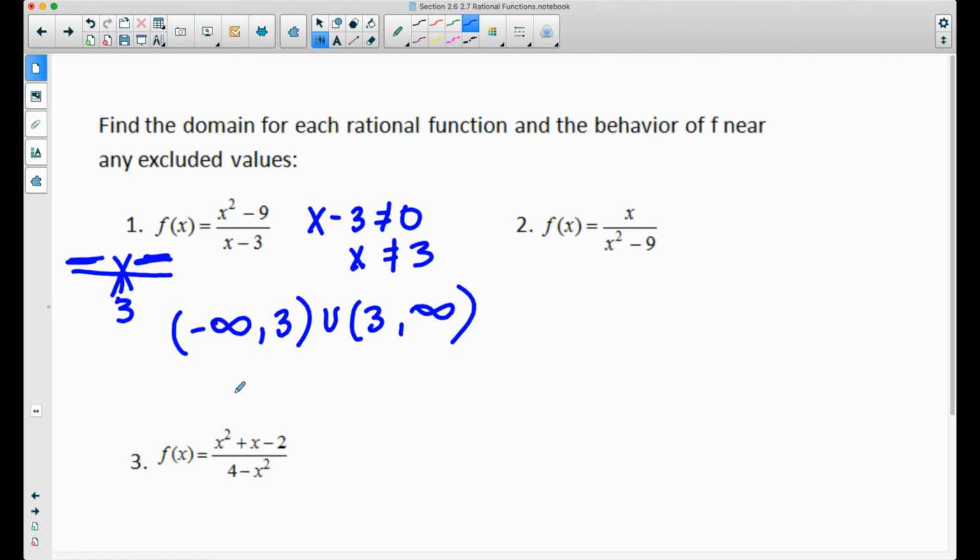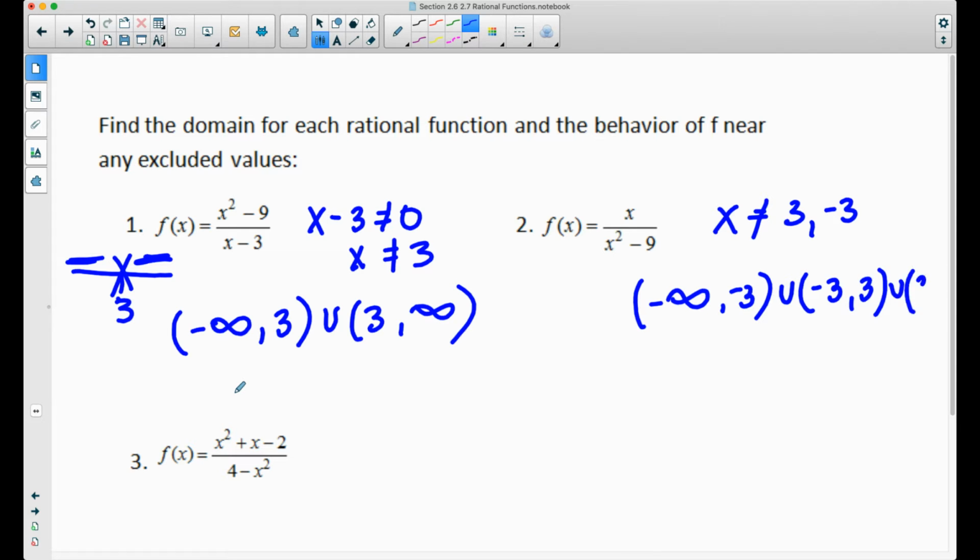What can x not be on number 2? 3 and negative 3. So x can be anywhere before -3, between -3 and 3, and after 3.